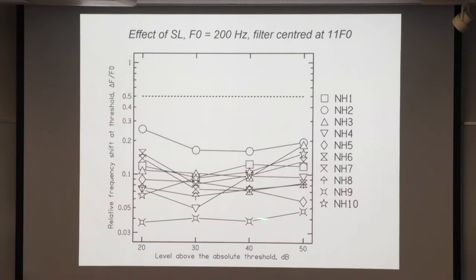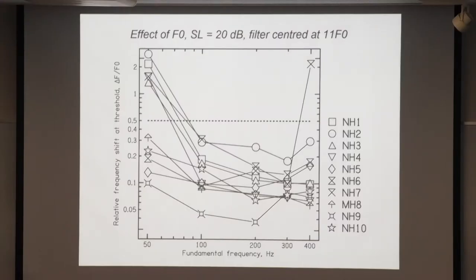You can see that performance is not affected much by the level relative to the absolute threshold, which is a good feature because it means that when you're testing hearing impaired subjects, you don't have to worry about the fact that they might be listening at a lower sensation level than the normal hearing subjects that you test.